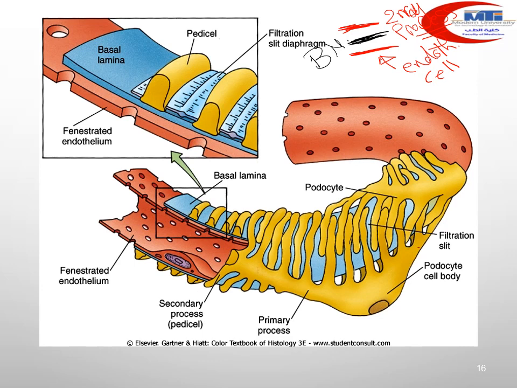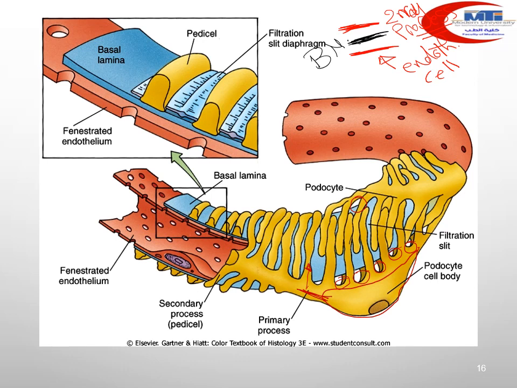Again, this is the podocyte. You have a primary process, and from the primary process it sends secondary processes. The space that is present in between, this space that I'm circling, is called the subpodocytic space, the space between the podocyte and the blood capillary itself.